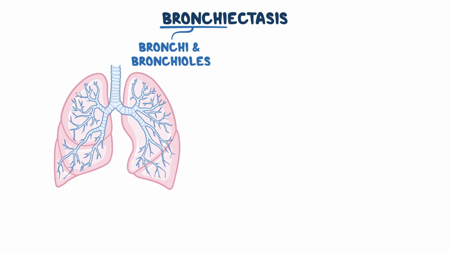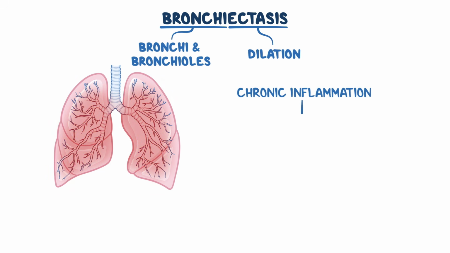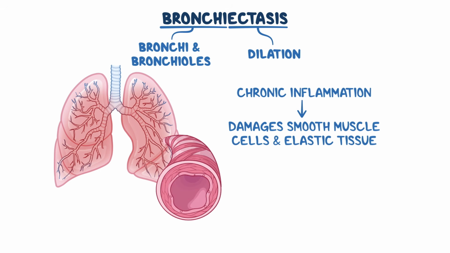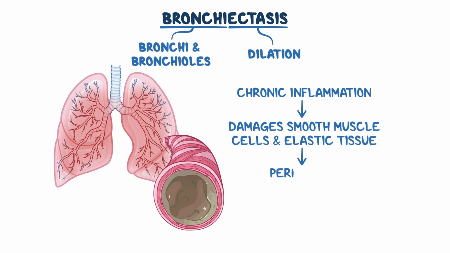With bronchiectasis, bronchi refers to bronchi and bronchioles, which are small airways in the lungs, while ectasis means dilation. So in bronchiectasis, chronic inflammation in the lungs damages the smooth muscle cells and elastic tissue that support these small airways, resulting in their permanent dilation.